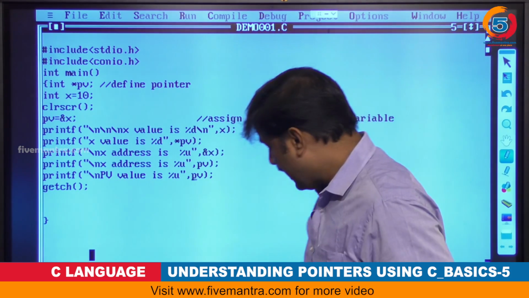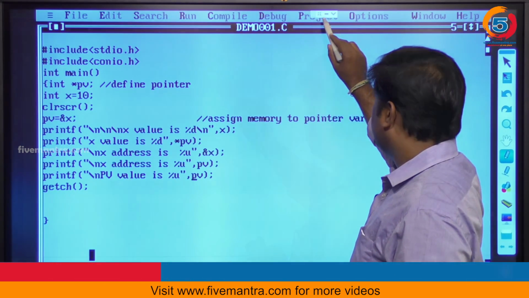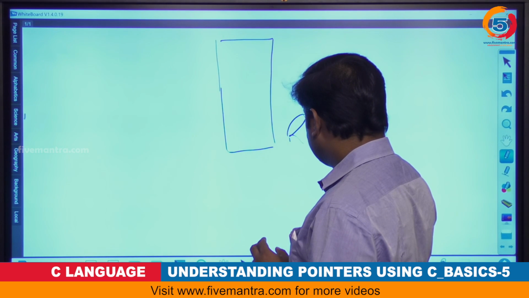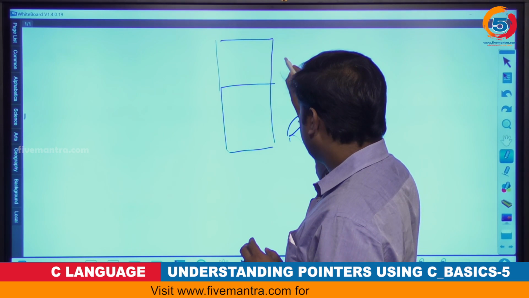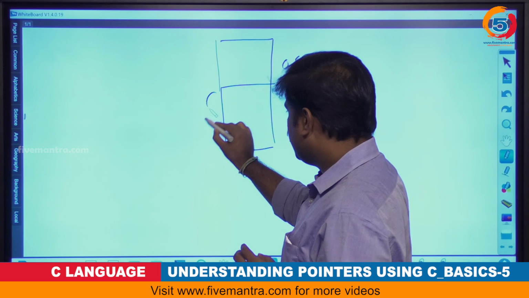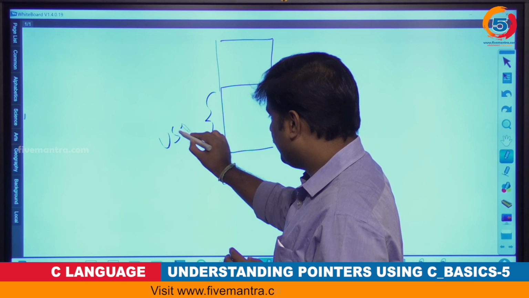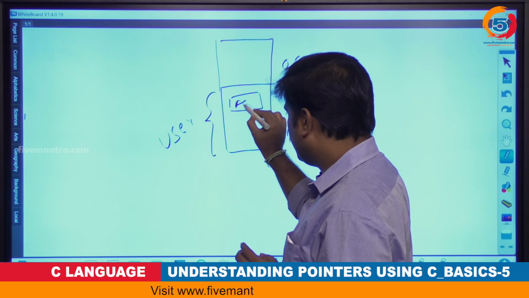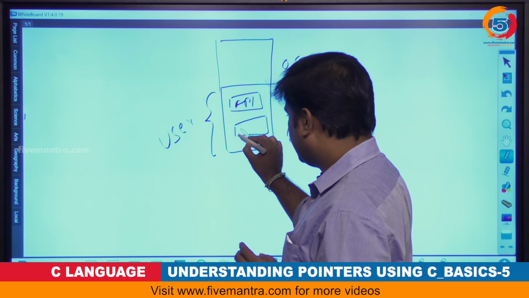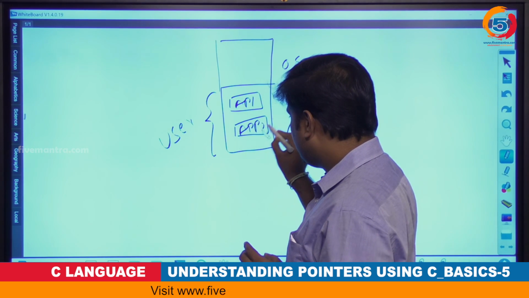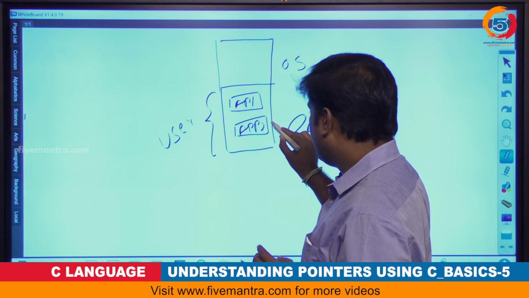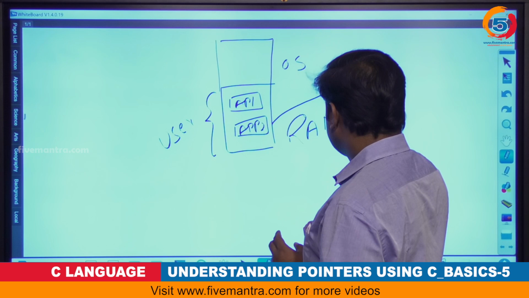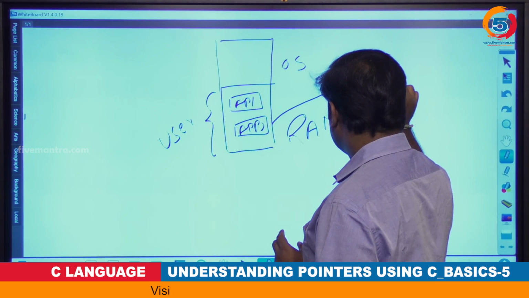Why? I'll explain. The important thing is random access memory. Assume this is the random access memory. This is the operating system area, and this area we call the user area. Your applications will be saved here, application 1, application 2, and so on. You have a C language application here, and here we have one pointer variable, pv, an integer pointer, int *pv.